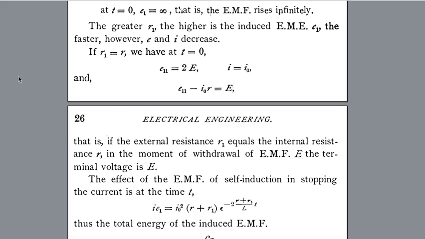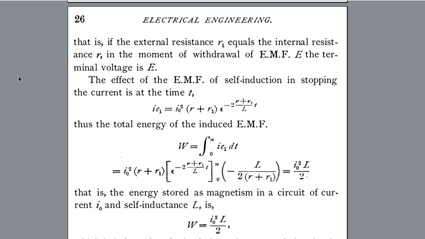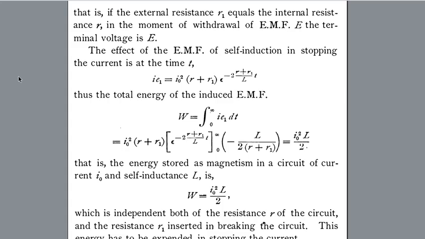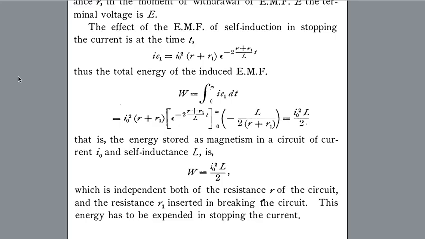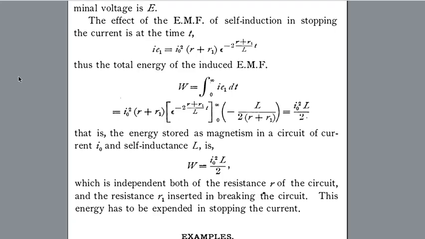That is, if the external resistance R1 equals the internal resistance R, in the moment of withdrawal of electromotive force E, the terminal voltage is E. The effect of the electromotive force of self-induction in stopping the current at the time t is I times EI equals I0 squared times (R plus R1) times e to the power of negative 2 times (R plus R1) times t divided by L.